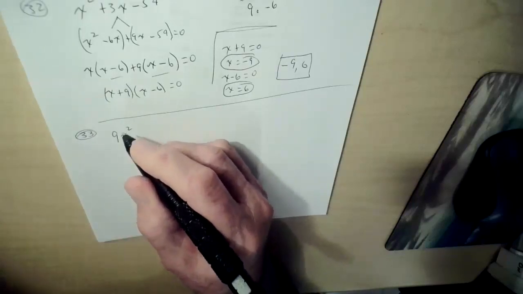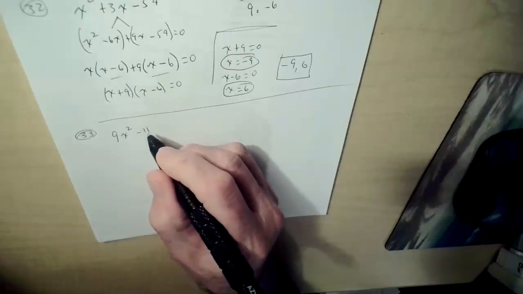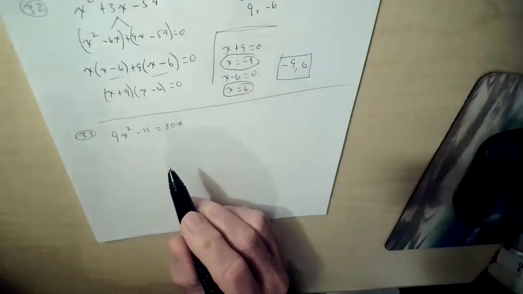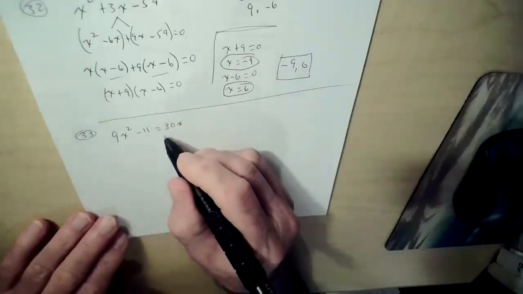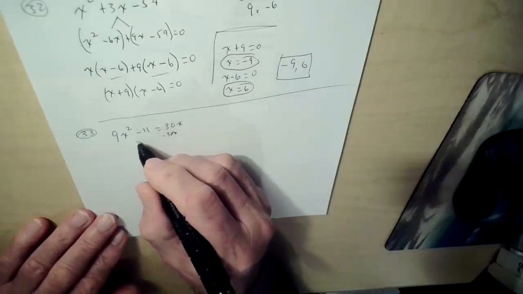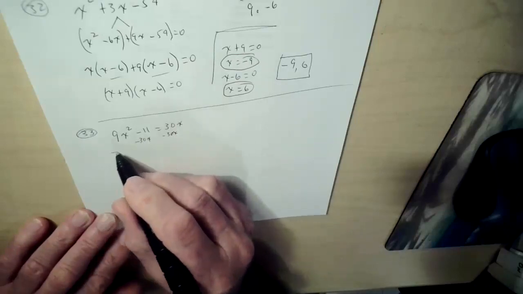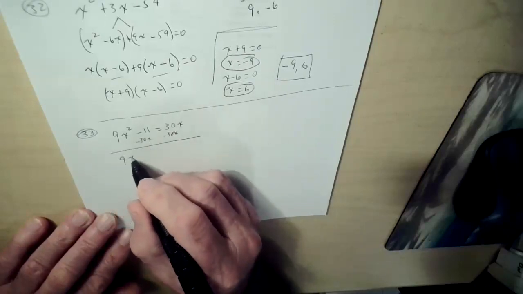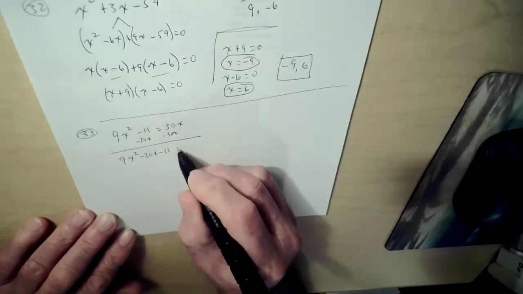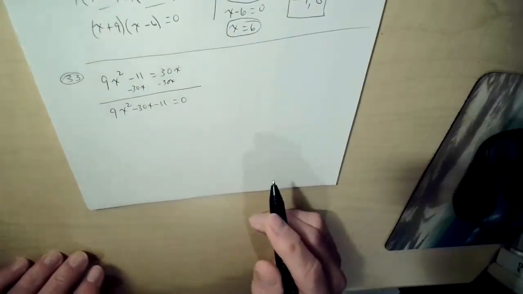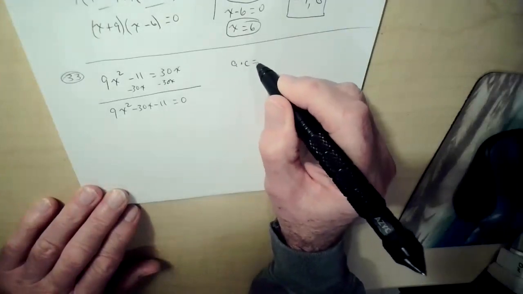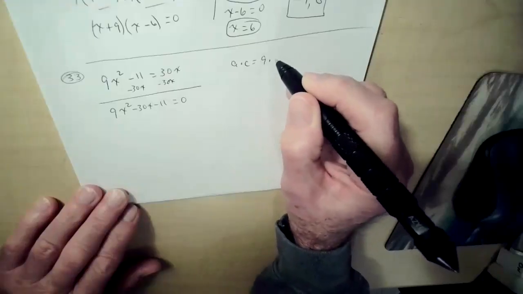33 is 9x squared minus 11 equals 30x. Now remember, on these, the first thing you do is you set it equal to 0. So we have to subtract 30x from each side. And we get 9x squared minus 30x minus 11 equals 0.